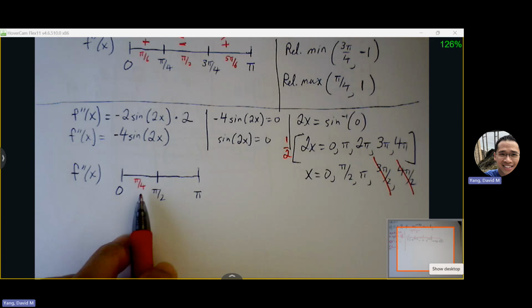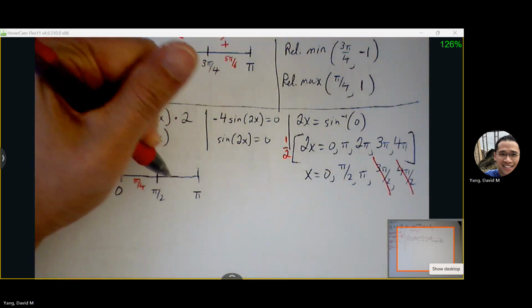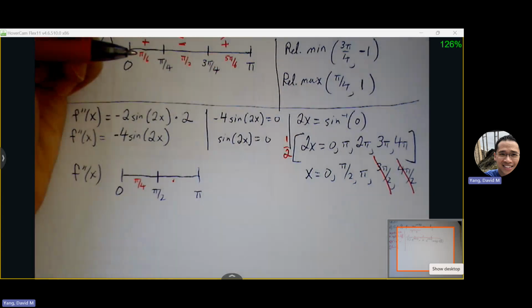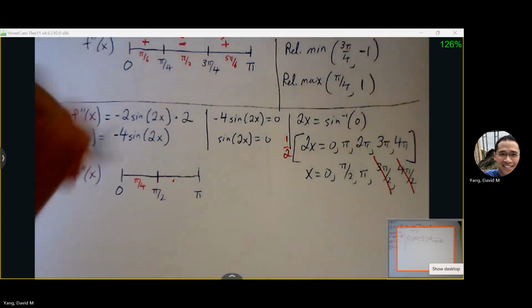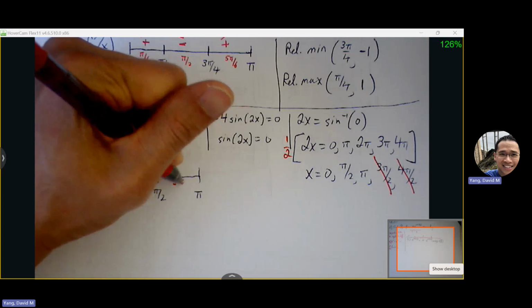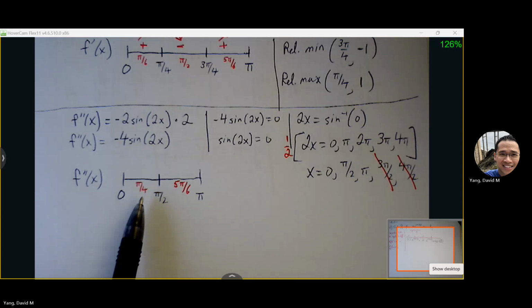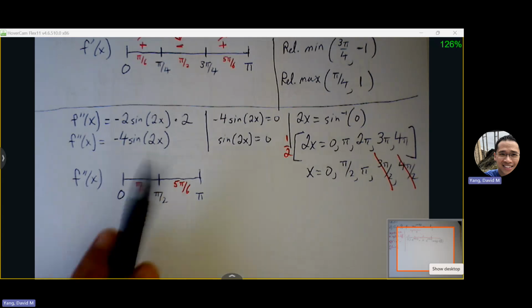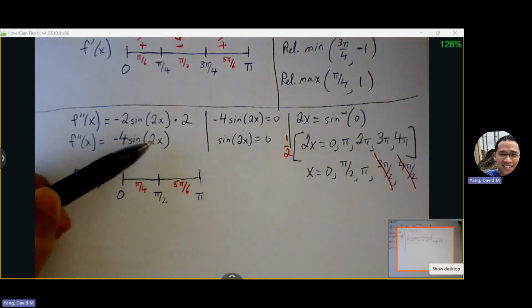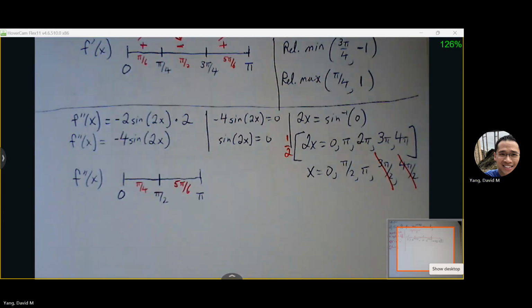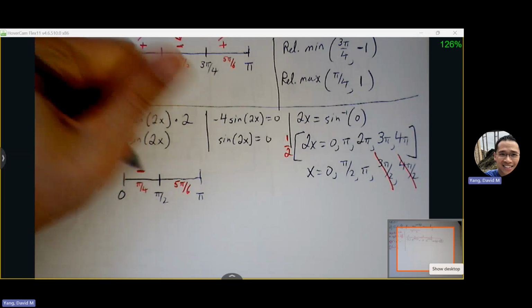So pi over 4 lands between 0 and pi over 2. I can choose any number of values here. Pi over 6, I can choose. All right, you have a number of options here. Anyways, we know that sine of pi over 4, that gives us plug in 2 multiplied by 2 here. That's really sine of pi over 2. Sine of pi over 2 is going to be +1, but 1 times -4 is negative. So second derivative function here. So we're talking about concavity here.